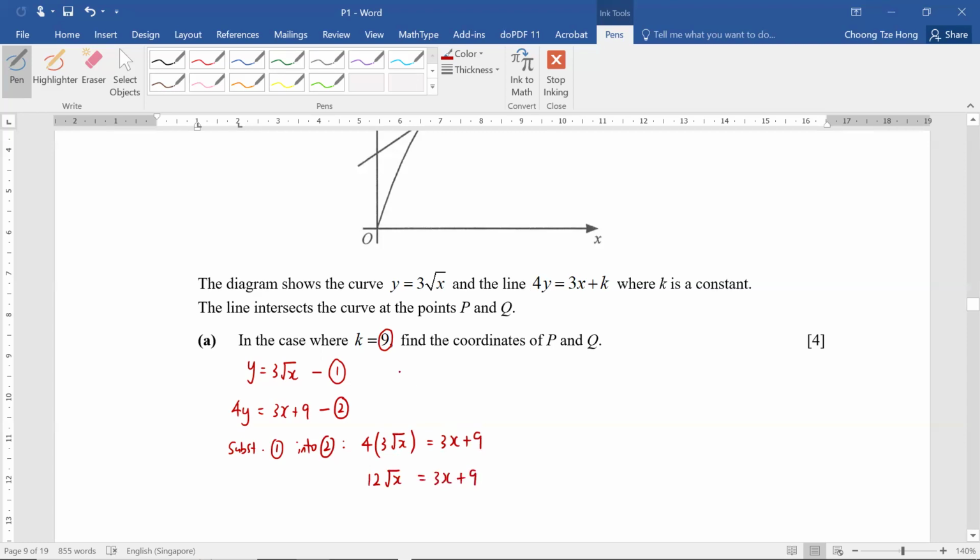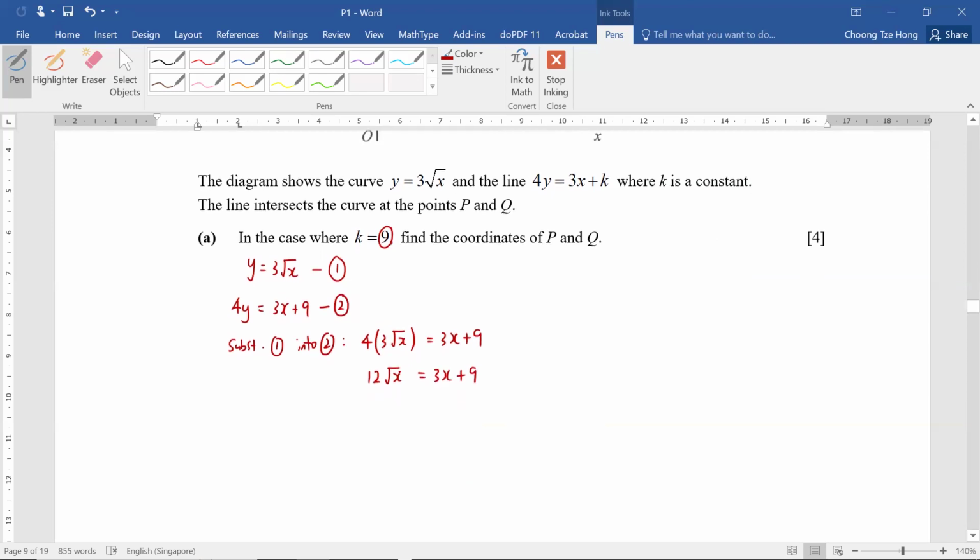At this point, you need to pause for a while and think about how you want to proceed with this question. There's a square root x over here, and we are unfamiliar with solving an equation with square root x. One way to get rid of the square root x would be to square both sides.